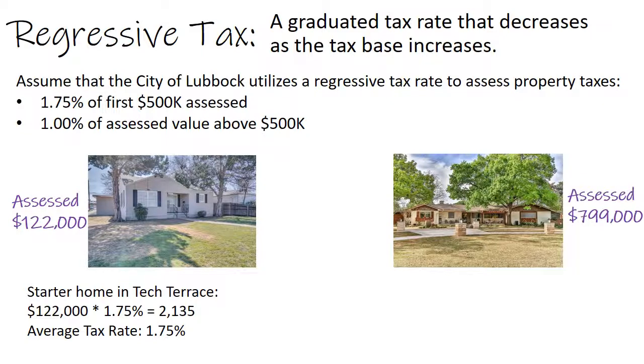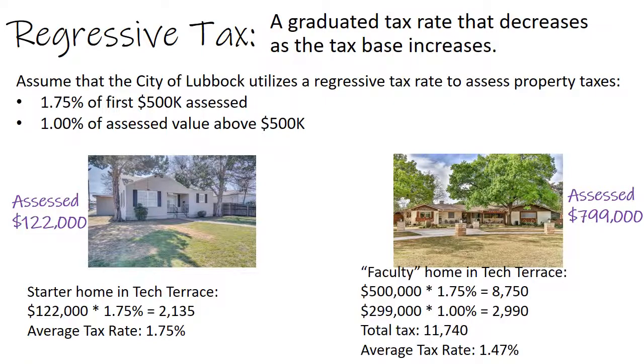The second home in the same neighborhood, which is more typical of a home that a faculty person might own, runs for $799,000. They pay $8,750 on the first $500,000 of assessed value, and they pay $2,990 on the latter $299,000. This brings a total tax of $11,740. If we assume that the size of one's home implies the ability to pay, this is vertically fair.